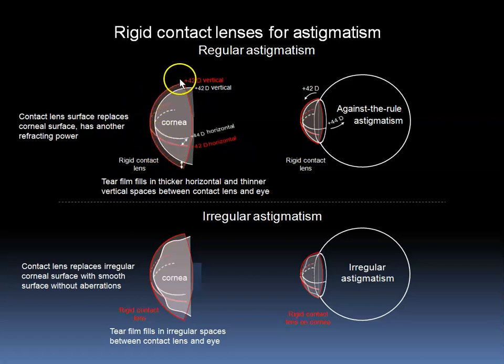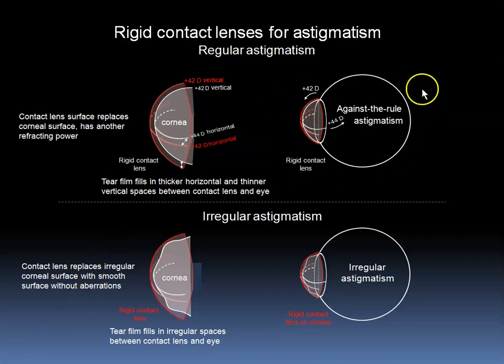One can think of this as a new spherical surface given by the rigid contact lens, or one can think of it as correcting the astigmatism by having a different width of the tear film under the contact lens in different axes. It is mathematically equivalent either way.